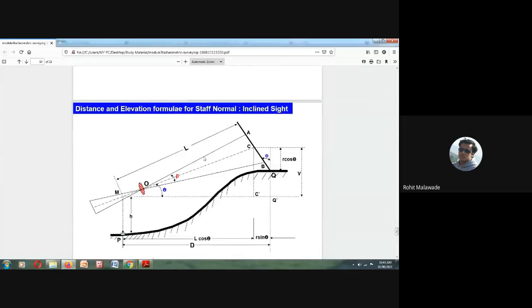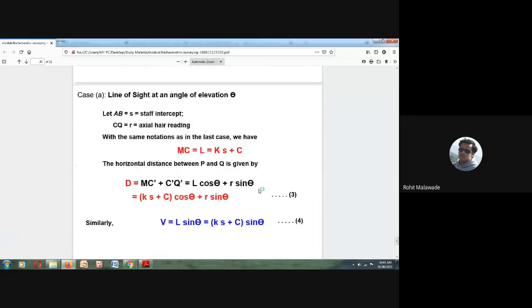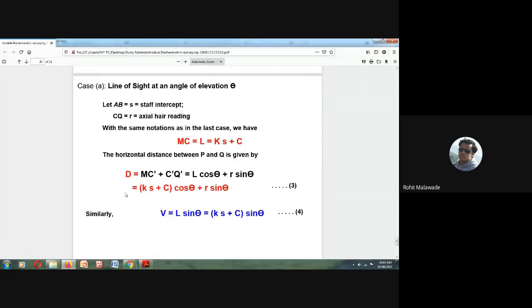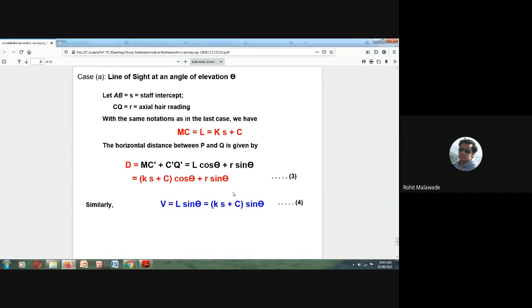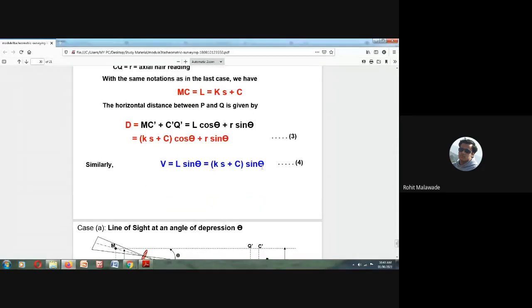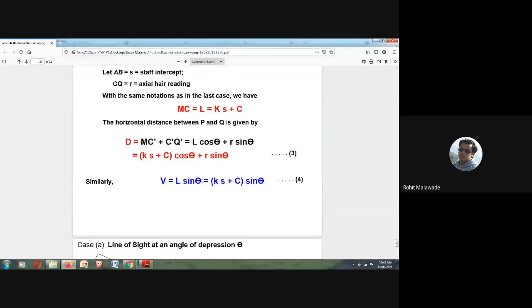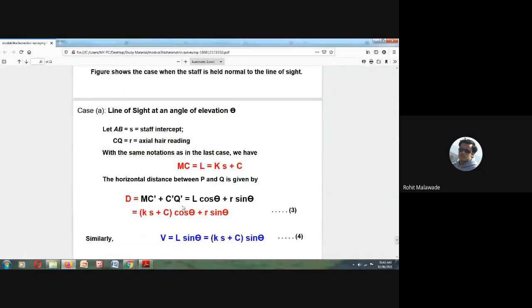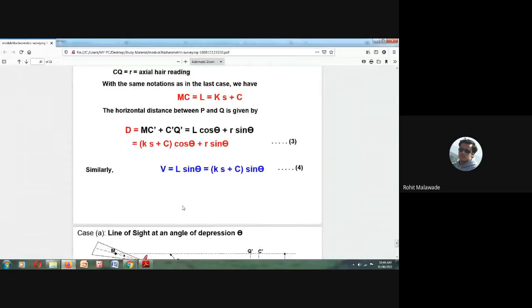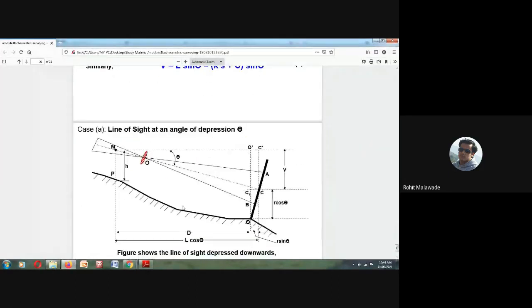If the staff is held normal, then we will be using the formula D = Ks + C to measure the distance. If the staff is inclined, D = (Ks + C) cosθ + R sinθ, and V = (Ks + C) sinθ. In the coming problem, we will be measuring both the horizontal distance and the vertical distance.